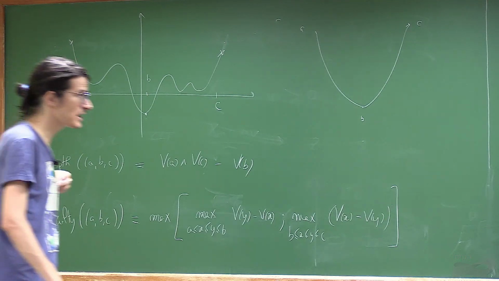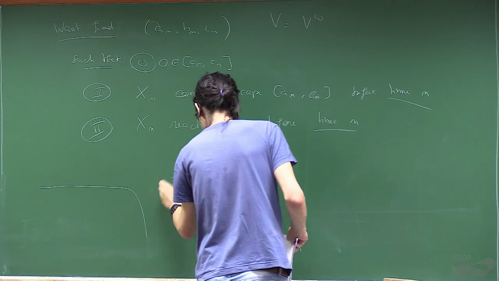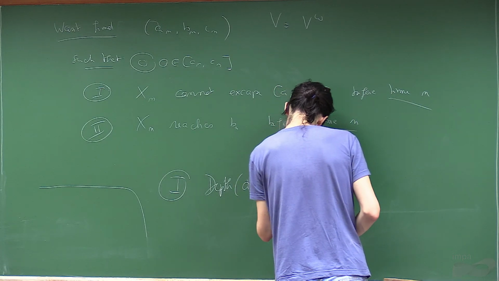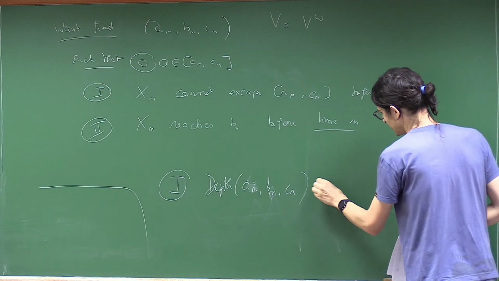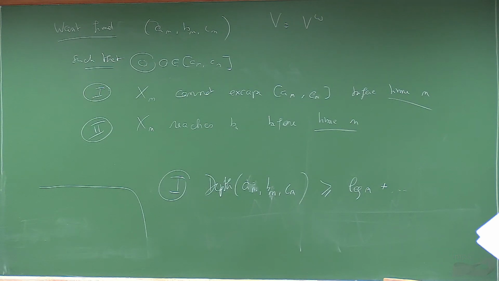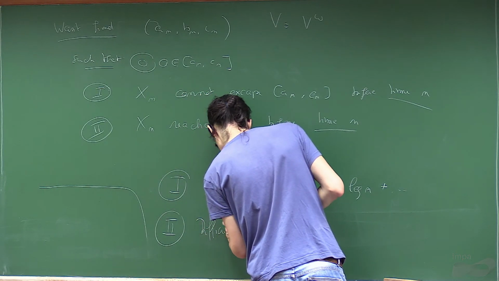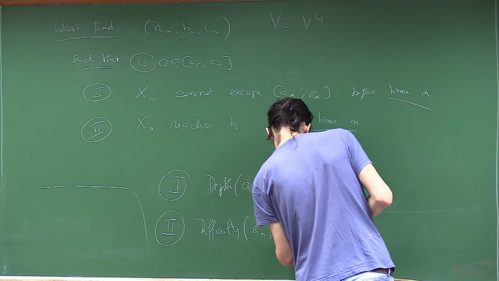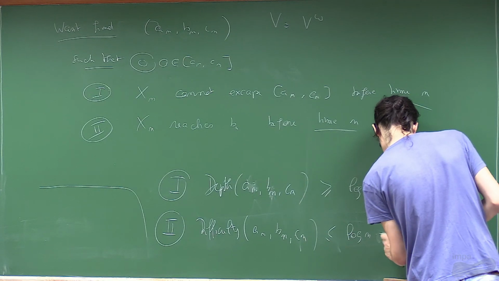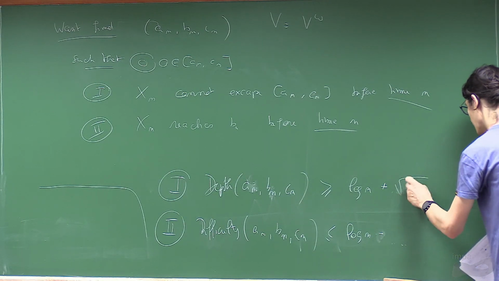Then when you want to escape, you have to overcome a barrier, which is the depth of the valley. So condition 1 should be that the depth of An, Bn, Cn should be slightly larger than log n, and we'll take a margin here. And the second thing should be that the difficulty of An, Bn, Cn should be slightly smaller than log n. Here you have some freedom to choose things. What we will do in practice is this.